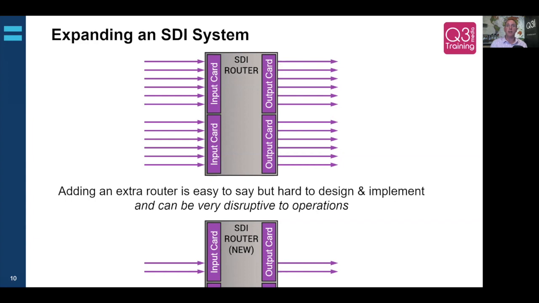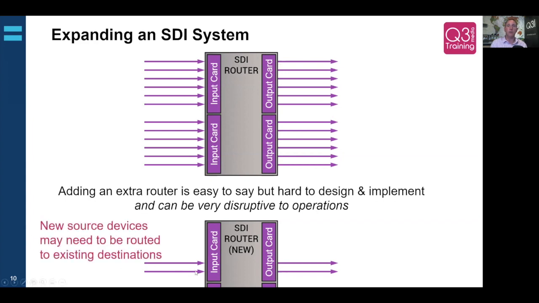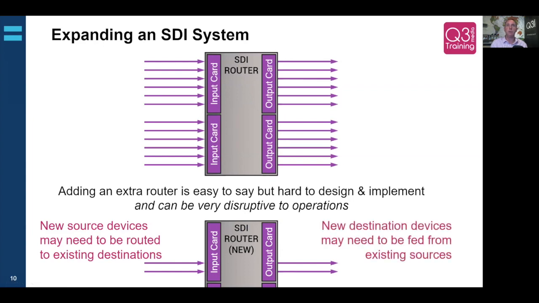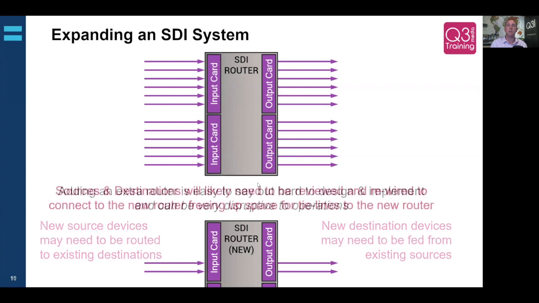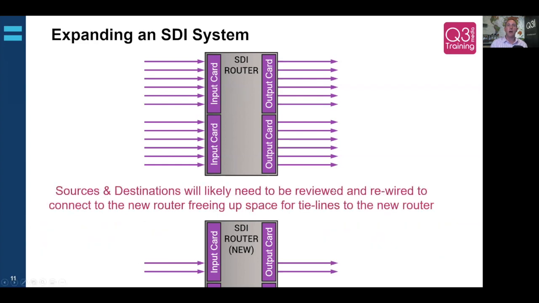Here's an example. I'll try and give you an example without getting too overly complicated. But let's say, you know, we've put our new router in. We plug up our new sources to it, and then someone says, well, I want to see those sources on my existing monitors. Okay, so we need to be able to route those to the new output. How are we going to do that? Similarly, we might want to see existing sources on the new destinations that we've just plugged up. Clearly, this doesn't work. What's the link between them? So in order to do that, we have to rewire the system and free up space.